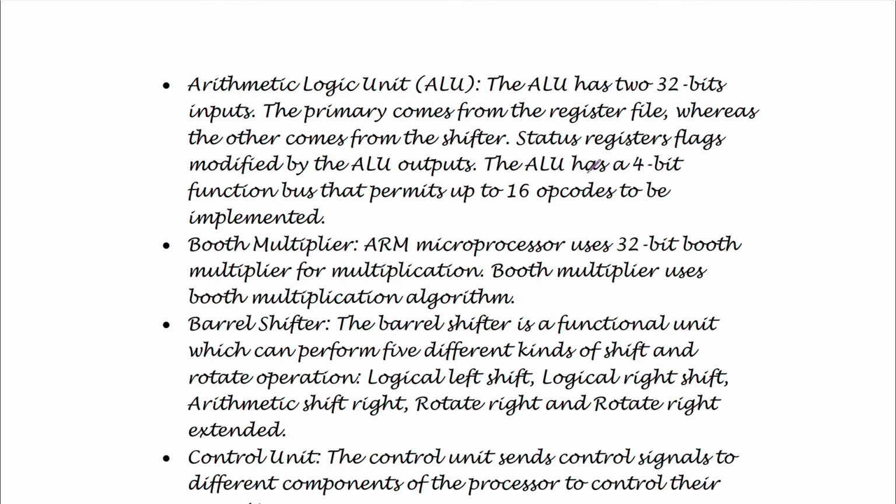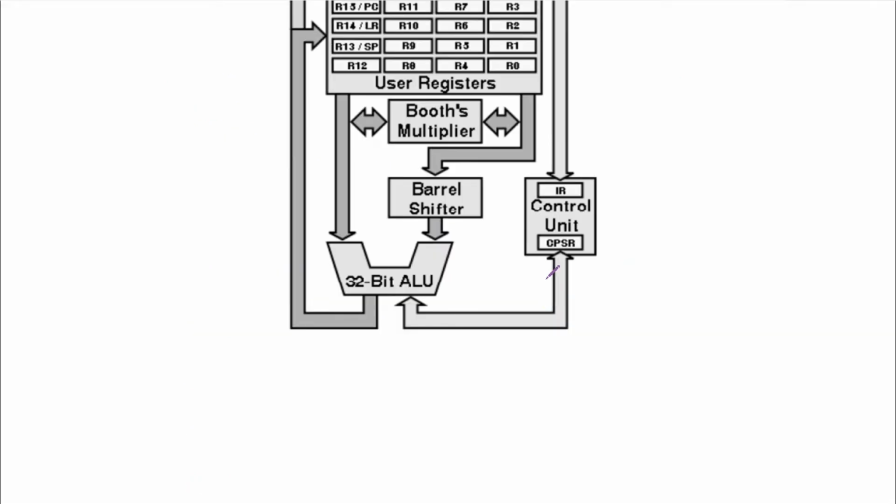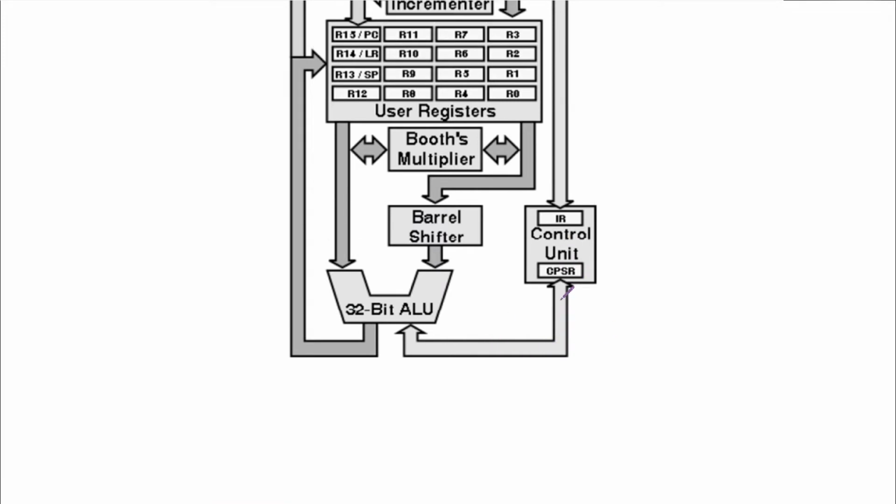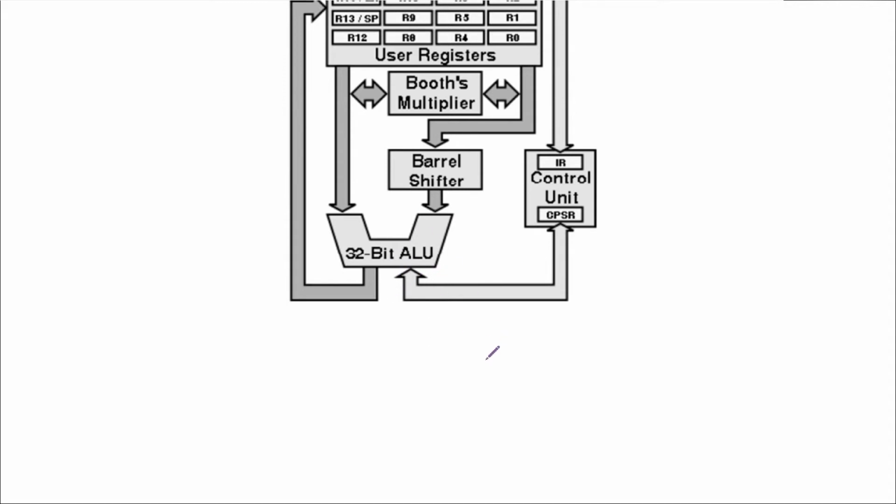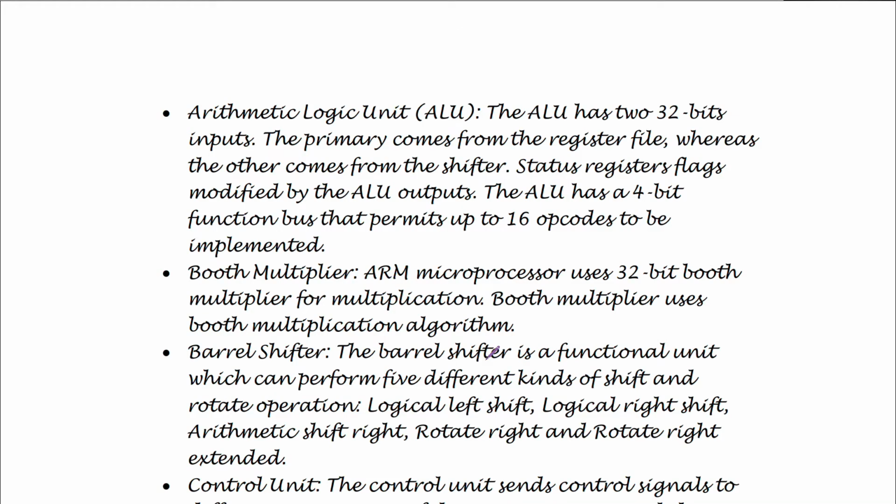The status register flags are modified by the ALU outputs. The ALU has a 4-bit function bus that permits up to 16 opcodes to be implemented. So here the status flags are stored, and the status flags are modified obviously according to the ALU operation, as we have seen in previous microprocessors as well.